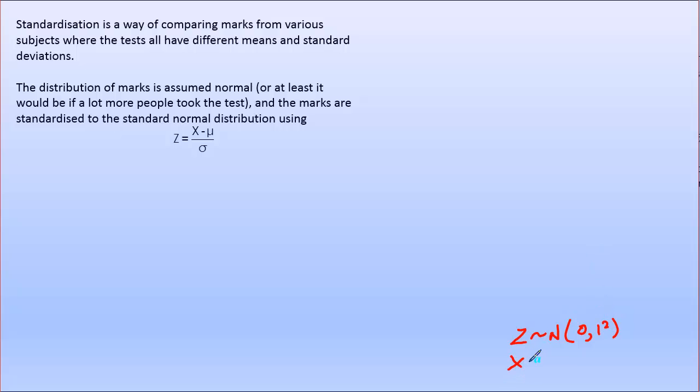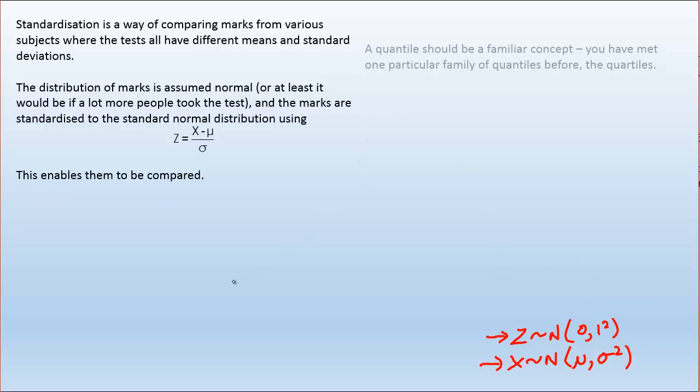X would be the normal distribution of the actual test, which has a mean of mu, and a standard deviation of sigma. So we can use this to transform the distribution we actually have into the standard normal. And that means that we can compare lots of distributions with different means and different standard deviations. This enables them to be compared as we just mentioned.